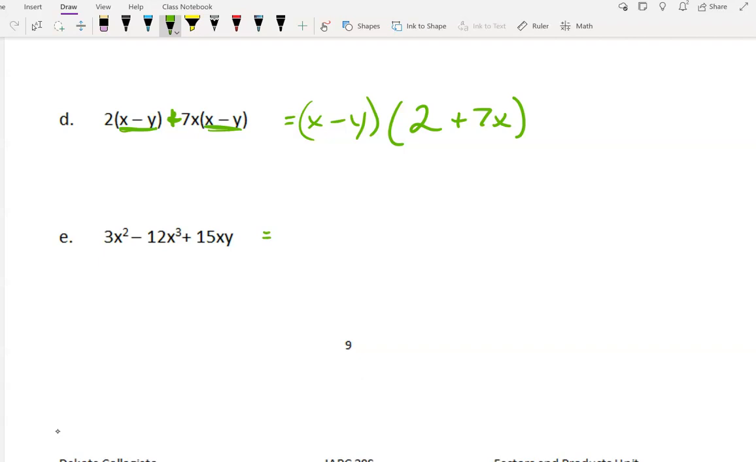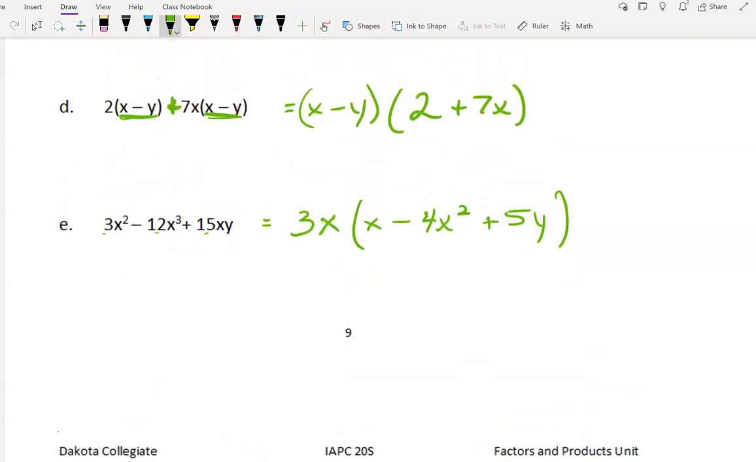Greatest common factor. 3, 12, and 15. I think 3 is the biggest number that will go into each of those. And if I look at the x's, I have x squared, x cubed, and x. What's the biggest? X. And that's it, because there's no y's in the first terms. So if I divide this by 3x, I get x. If I divide the next term by 3x, I get 4x squared. And if I divide this by 3x, I get 5y.